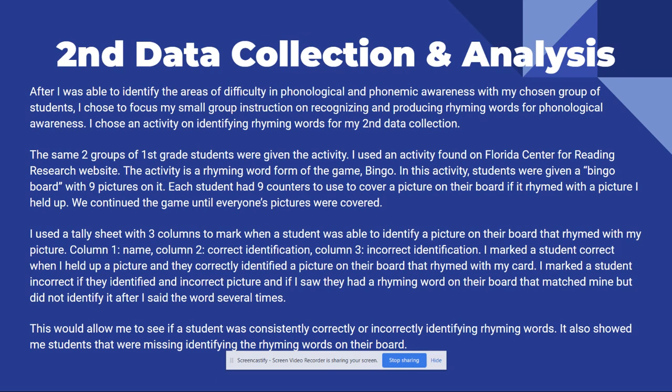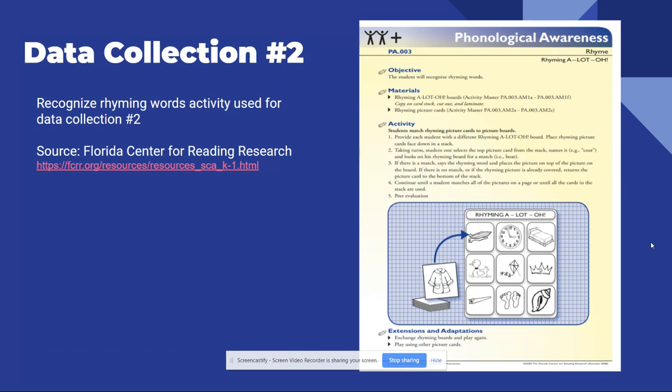I marked a student correct when I held up a picture and they correctly identified the picture on their board that rhymed with my card. I marked a student incorrect if they incorrectly identified the picture, and if I saw that they had a rhyming word on their board that matched mine but did not identify it after I said the word several times, I marked it as incorrect. This would allow me to see if the student was consistently correct or incorrect identifying rhyming words. It also showed me students that were still missing the rhyming words on their board.